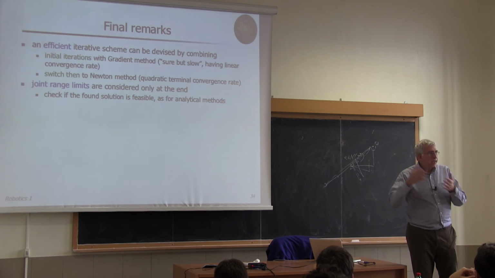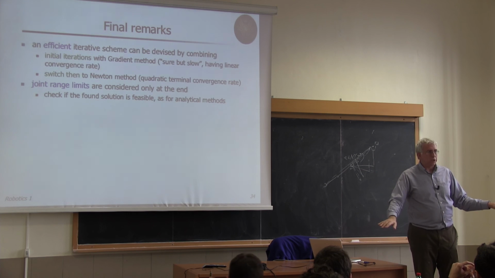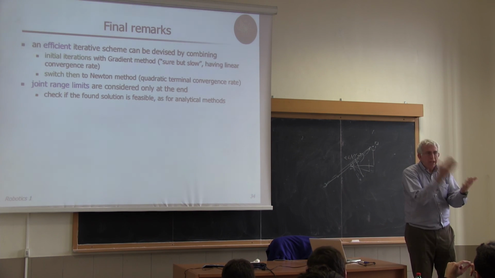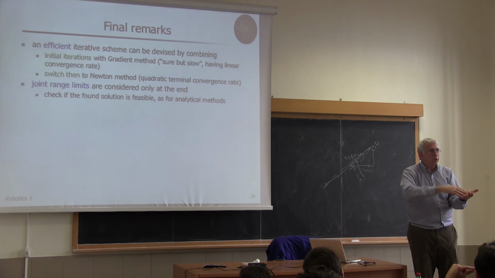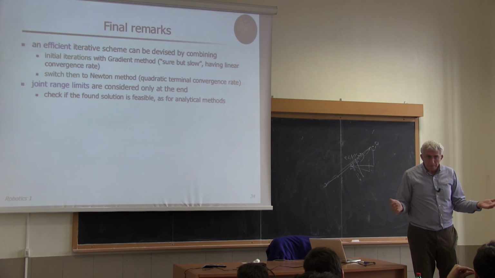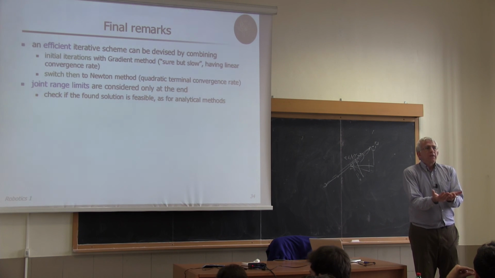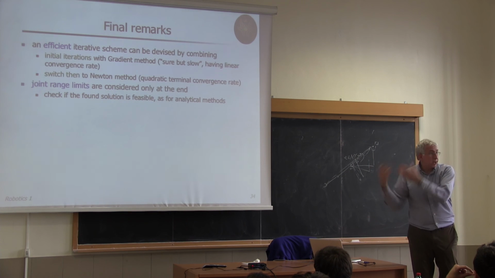Okay, it's like with the analytic method. In the analytic method, you don't care about joint ranges. You find all the solutions in closed form, and then you check if every solution is inside or not. If it's inside, it's feasible. If it's outside, it's removed. Okay? And here it is the same. You do the iteration. If you converge, you find the final value. You check if this is feasible. If it's not feasible, you restart the system from a different configuration. Okay?